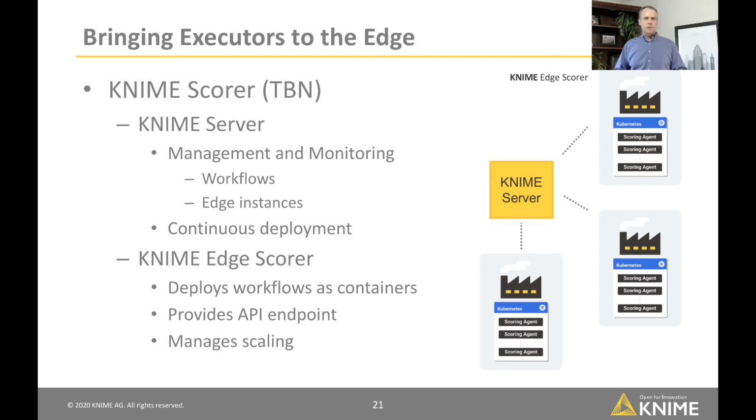What does the edge scorer do? Well, the edge scorer takes a workflow and wraps it in a Docker container. It then provides an API endpoint for that workflow, so you can invoke it. And it also manages scaling. Let's say I deploy a workflow and I tell the edge scorer I want to have 2 instances running all the time, but you can scale up to as many as 20. What does that mean? That means as people start using that API to invoke that workflow, as the number of requests increases and the load increases, and we start to see latency stretch out and get longer, we'll start up more instances so that we can handle that load.